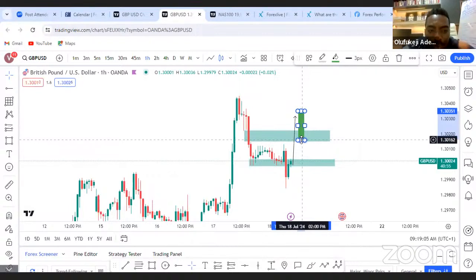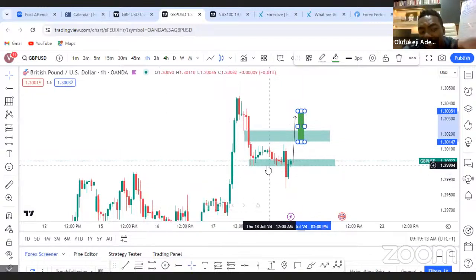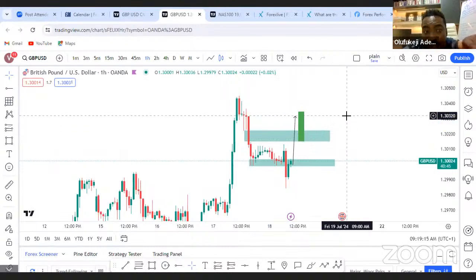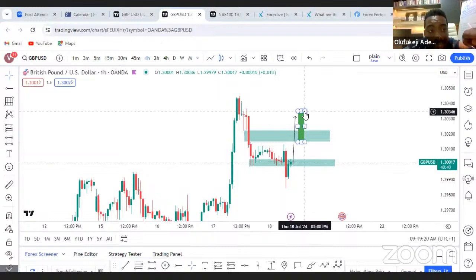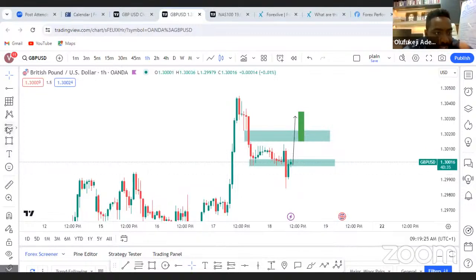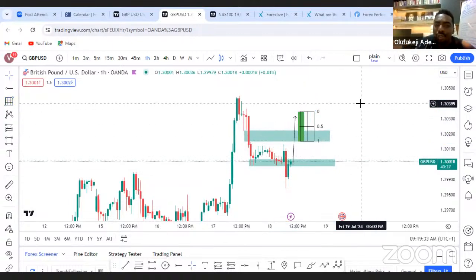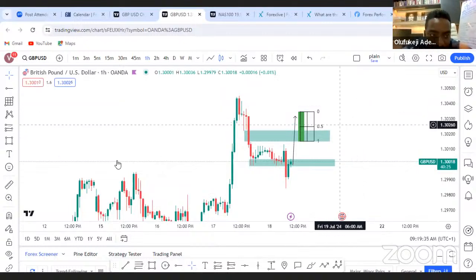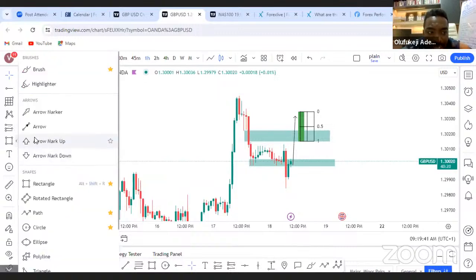Now, if it closes above it, what am I expecting to see? A pullback of 50% of that green fair value gap. If I see a pullback of 50%, you can put the Fibonacci on that, your imaginary fair value gap. Great job, Demola. Exactly. And price now retraces back into that fair value gap.